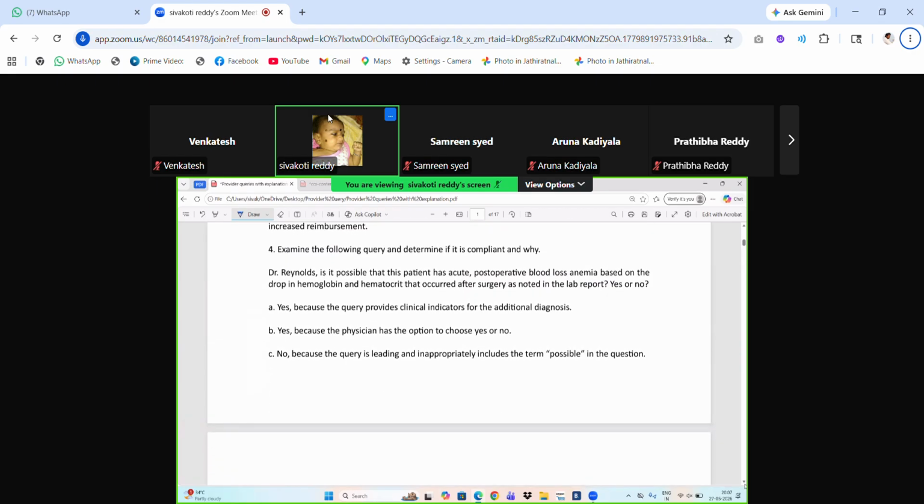Fourth one, is it compliant or not? No, it's not a compliant query. The query was leading, but they mentioned the word possible in the question.